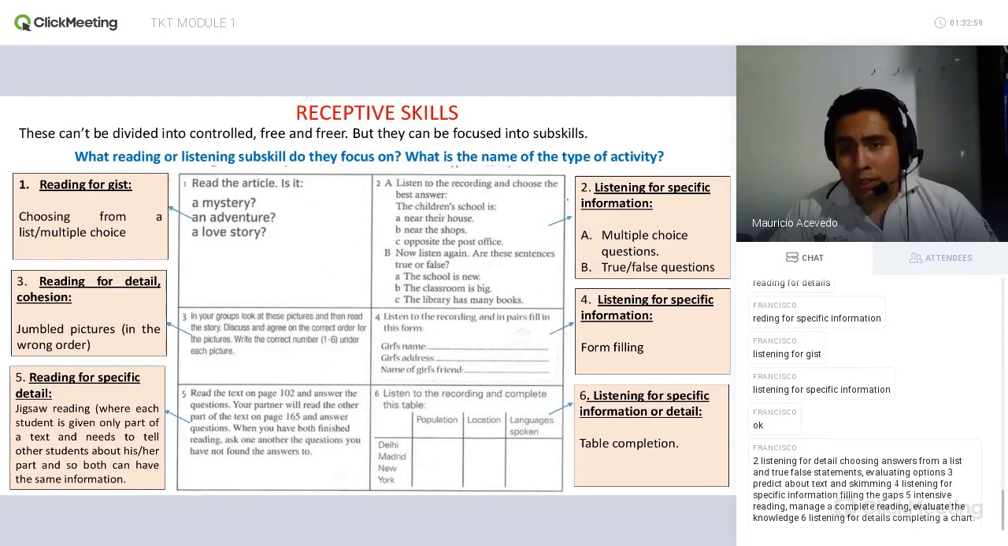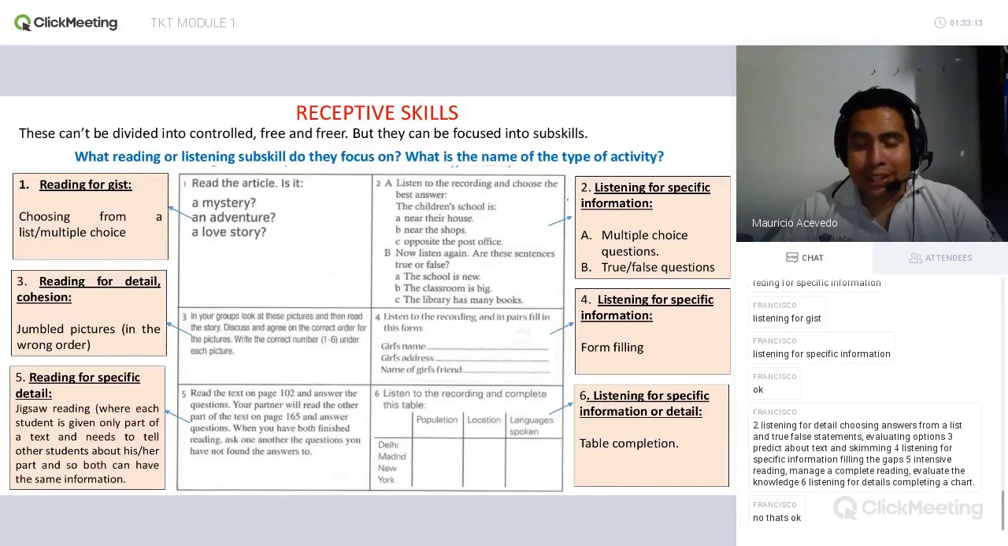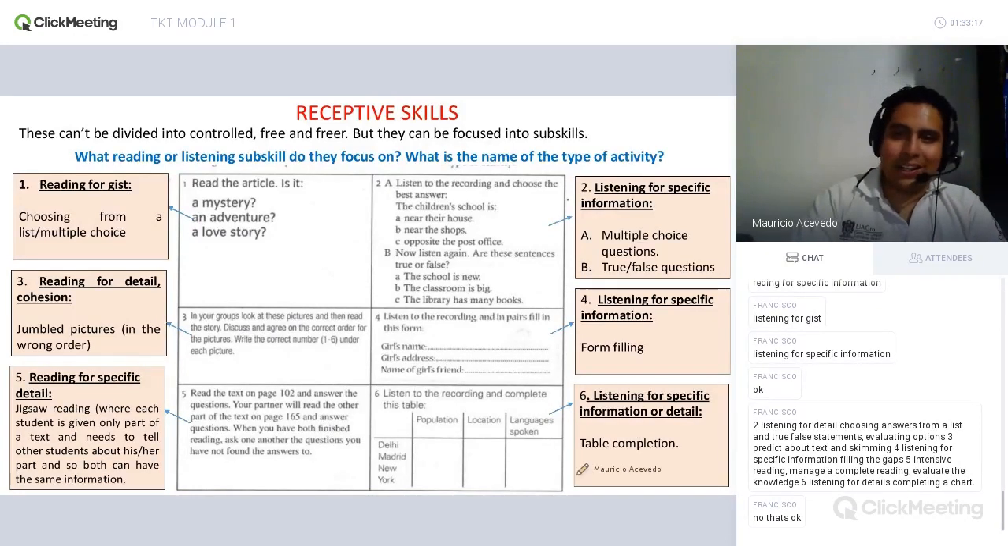Okay, so questions or doubts about this, Francisco, so far? No, not really. You have lots of work in this class, as you can see. As I told you, it is more practical this time. That's okay, very good.